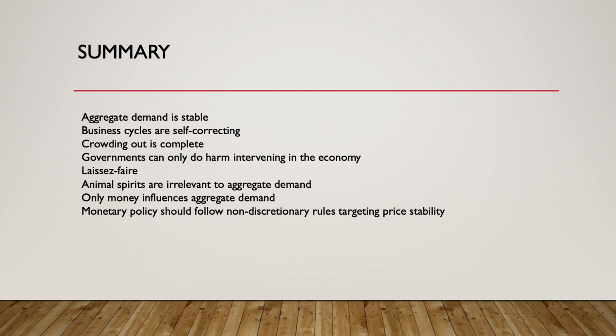Only money influences aggregate demand, and money is neutral in terms of impacting real variables such as unemployment or output, although it is certainly powerful at impacting inflation in the classical world. Monetary policy should follow a non-discretionary rule targeting price stability, and this would be achieved in the most rudimentary way by growing the money supply at the rate of nominal GDP.